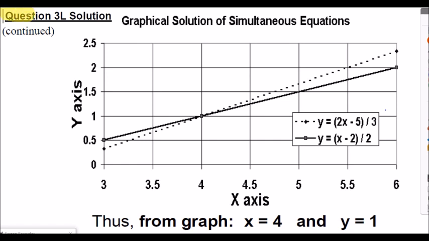Question 3L, here's the graphical solution for the simultaneous equations. We can see that the intercept is shown to be here, and reading on the horizontal axis, that will be a value of 4, so x is equal to 4, and reading on the vertical axis, the y is equal to 1. So our graphical solution to the problem is x is equal to 4, y is equal to 1.